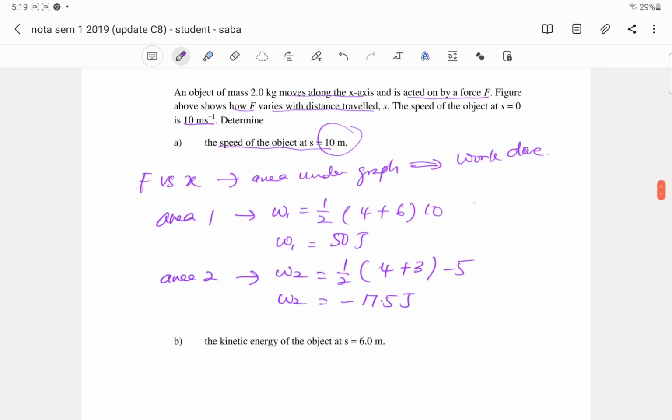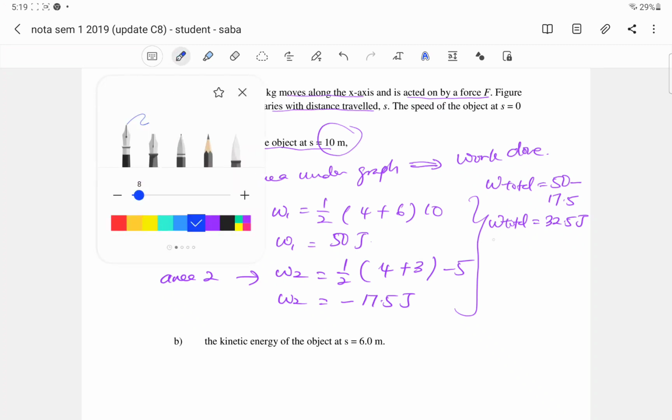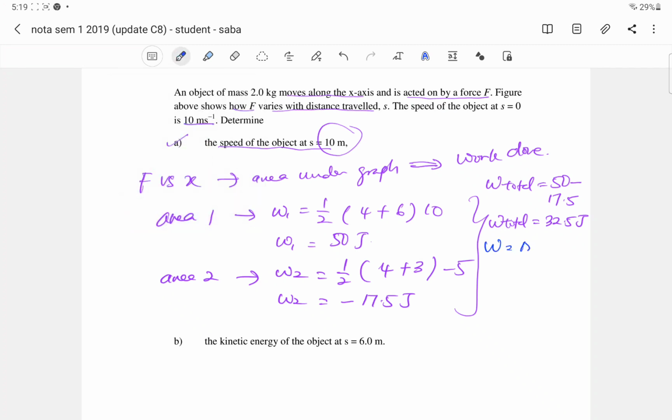Okay, so kita nak cari total lah. W total or W net equal to 50 minus 17.5 joule. So W total is 32.5 joules. Tapi kita nak dapatkan speed of the object at 10 meters. Okay, kita nak dapatkan speed. So kita ada work done. Work done is equal to delta K, work energy theorem.